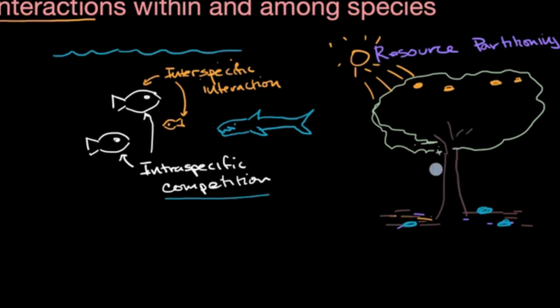And it isn't just about being in different parts of something. It could also be at different times. Maybe one species can outcompete at night and another species can outcompete in the daytime. That is also resource partitioning.